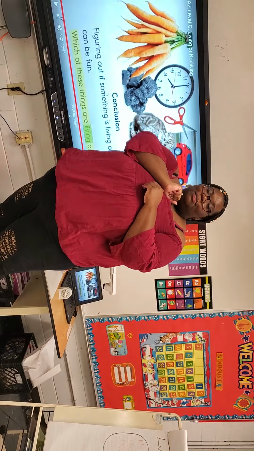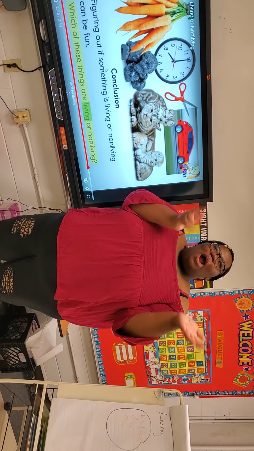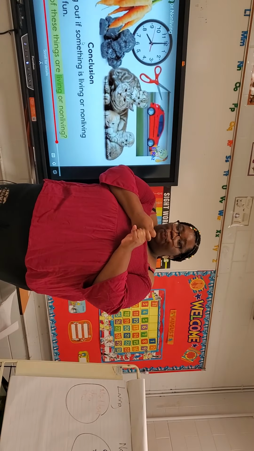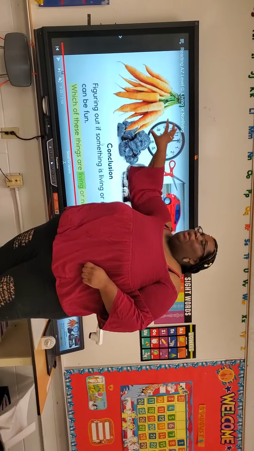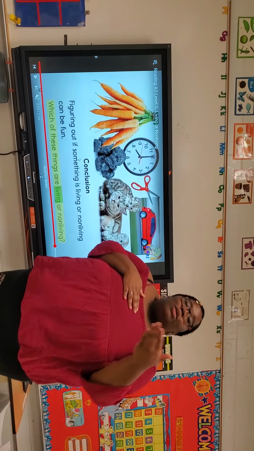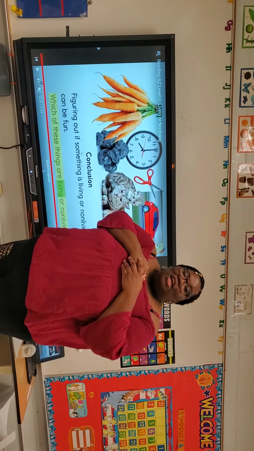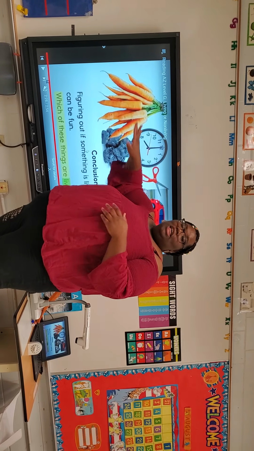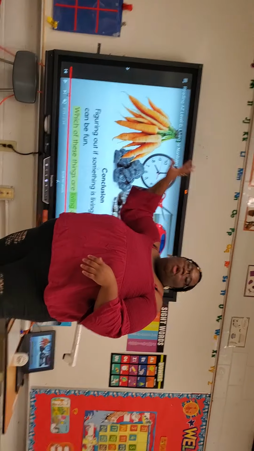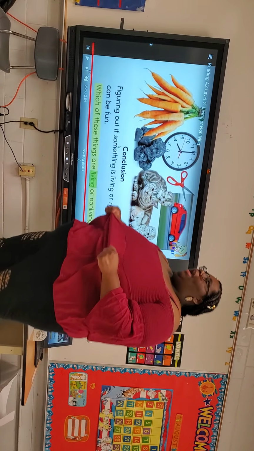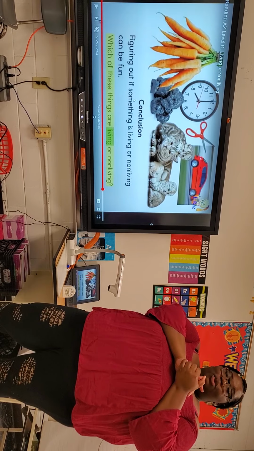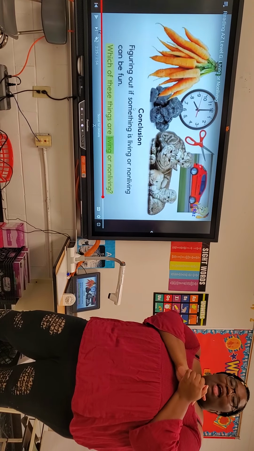A carrot is a plant. Plants are living. Why are plants living? Plants need sun. They need water. They need all these things to keep them alive and growing inside the ground. It grows. A plant reproduces. Carrots reproduce. You see, it's more than one carrot. So there are multiple reproduction things going on with the plant. So a plant is called living. Okay? So I want to ask you, can you tell me the difference between living and non-living?